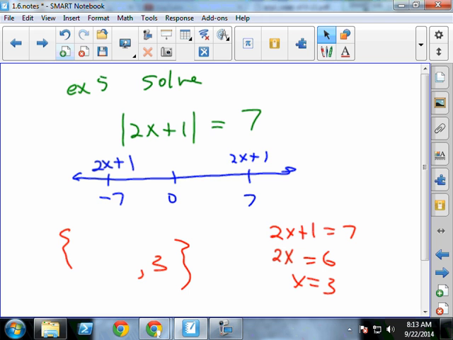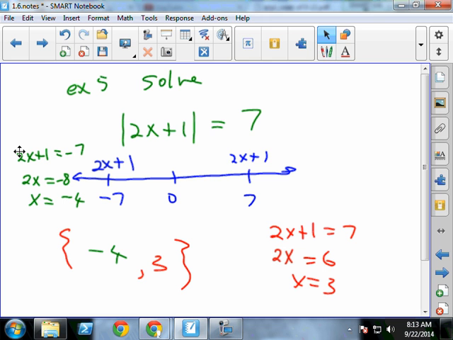Anybody got the other one? What do we got? Negative 4. How do you get that? Oh, so we need to write another equation. 2x plus 1 is negative 7, so we get 2x is negative 8, so we get x is negative 4. So when you do these, you should be writing out 2 equations. The answer is not always plus or minus the same thing.